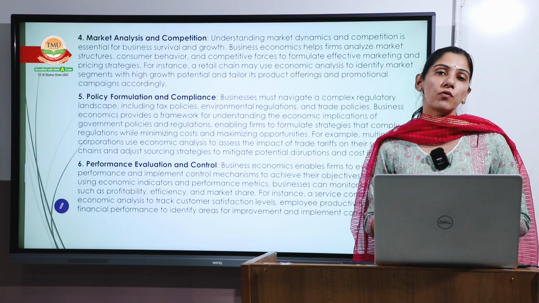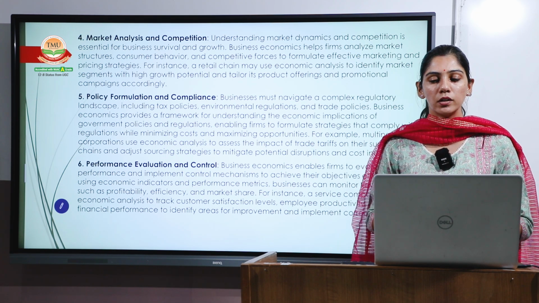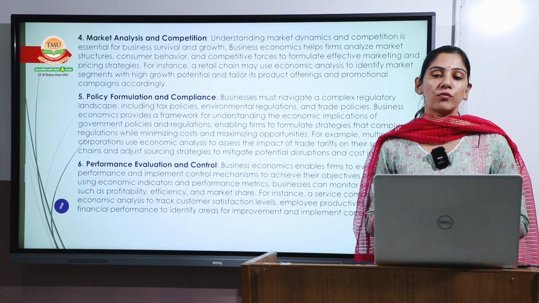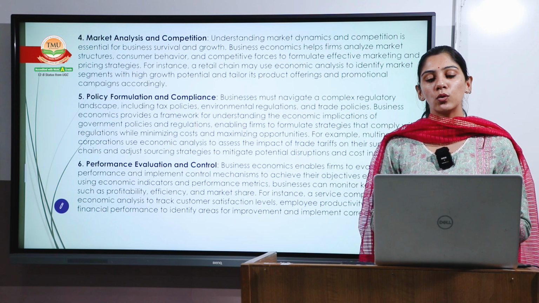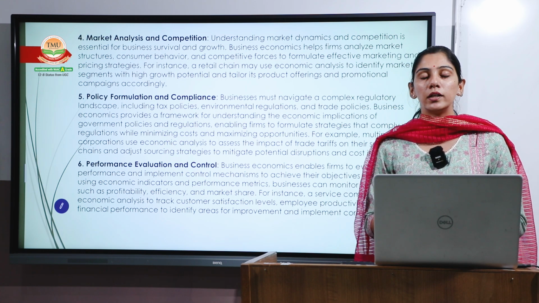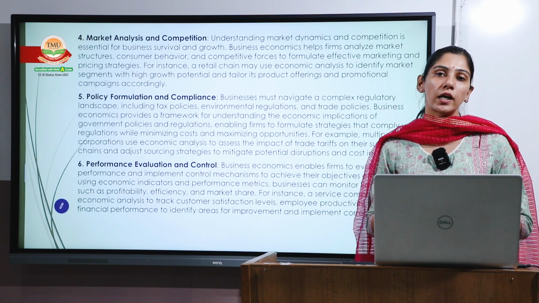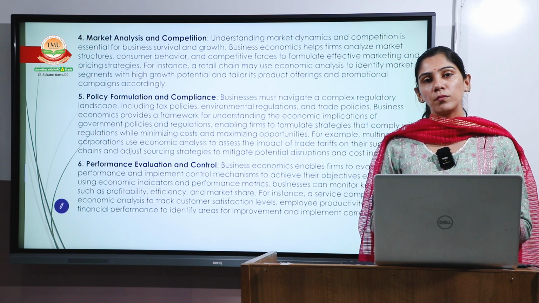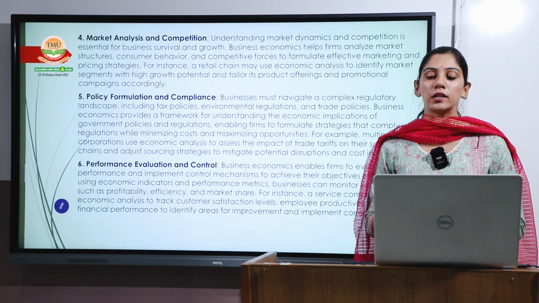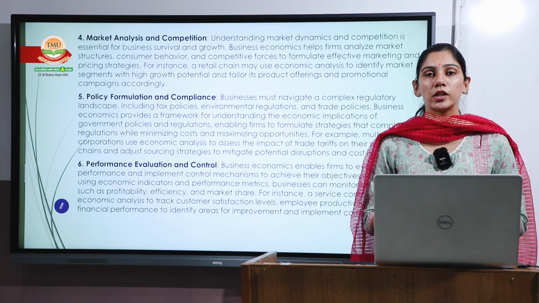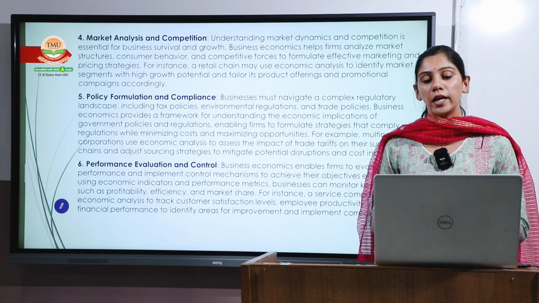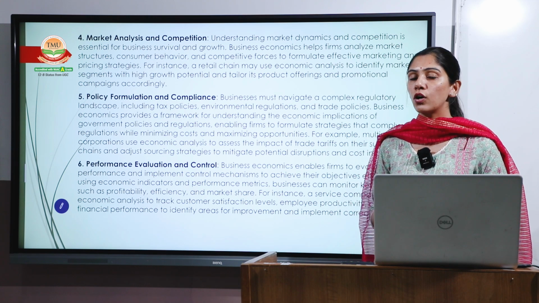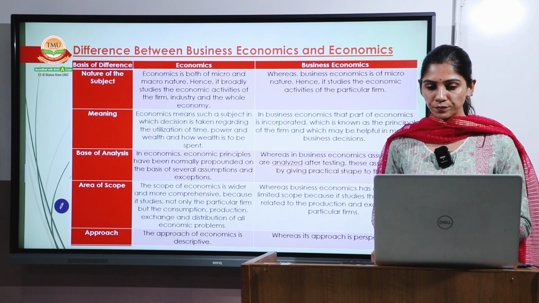The last point is performance evaluation and control. Business economics enables firms to evaluate their performance and implement control mechanisms to achieve the desired objective or goal efficiently. By using economic indicators and performance metrics, a business can monitor key aspects such as profitability, efficiency, and market share. So these are the significance of business economics.